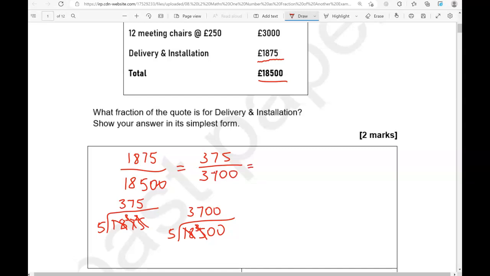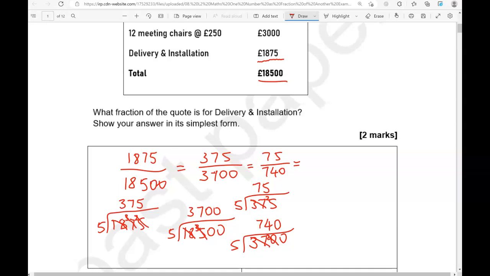So 375, I can divide that by 5. How many 5s would fit into 37? That would be 7 of them. And we have 2 remaining. How many 5s into 25? That is 5. So now 3,700 divided by 5. How many 5s into 37? That was 7. 2 remaining. How many 5s into 20? That is 4, because 4 times 5 is 20. How many 5s into 0? That is 0. So 740 here.